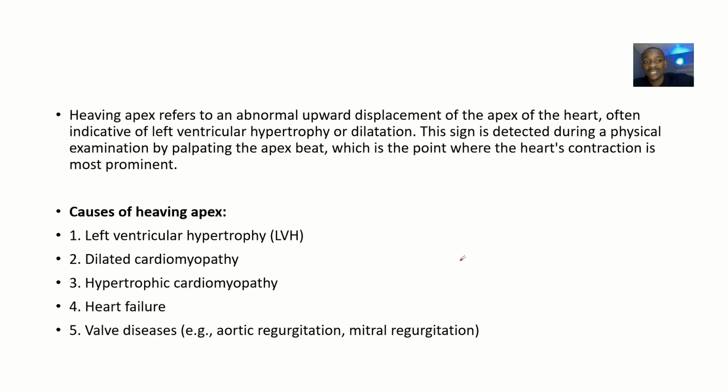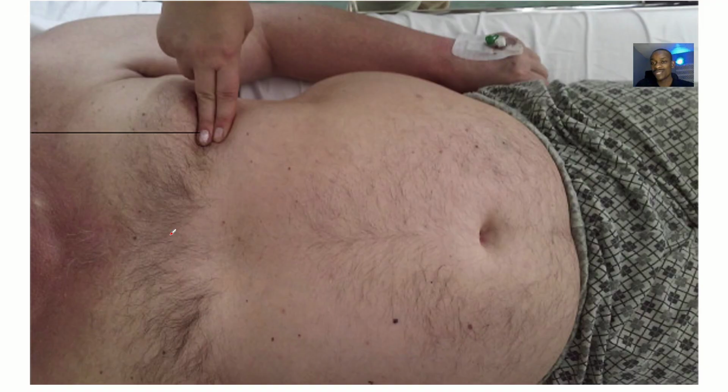All right. But let's look at it. We said that heaving apex refers to an abnormal upward displacement of the apex of the heart, and is often indicative of left ventricular hypertrophy. That means the left ventricle has become very large. Okay, so now you try to feel the heart here, but you're not feeling it here. You are feeling it somewhere up.